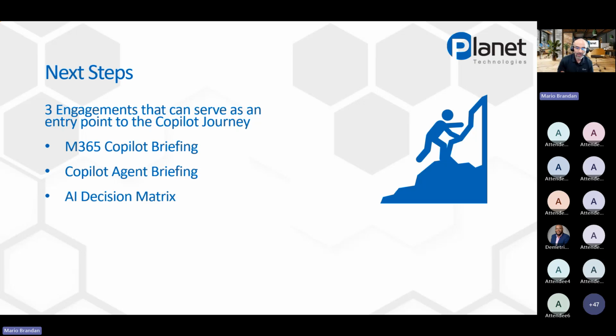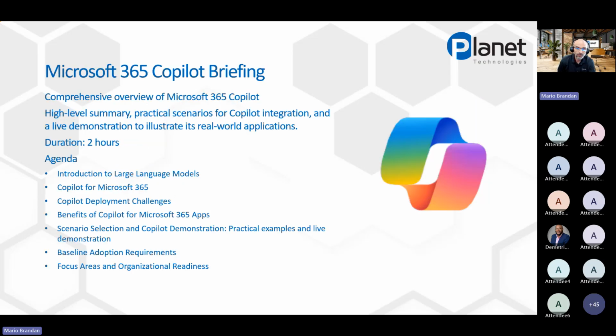So now that we've laid out what is coming, the concerns that those bring up, and the various motions and processes that you need to hang around the technology, let's talk about 3 solutions that Planet offers as part of the Already Own It series. We have a Microsoft 365 Copilot briefing, a Copilot agent briefing, and an AI decision matrix engagement. We'll cover those very briefly.